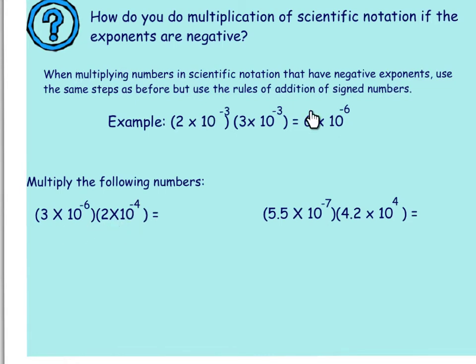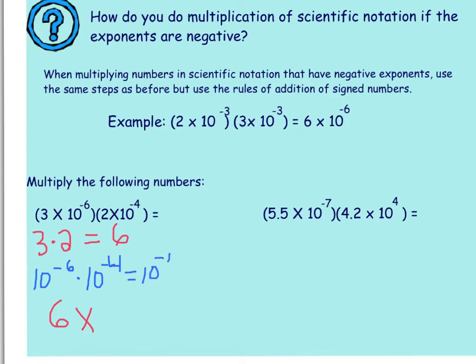Okay, so let's set this one up. It's very similar to this one. As you'll notice, I took my coefficients, 2 and 3, and I set those up. So 2 multiplied by 3 is 6. So I'm going to have a 6 multiplied by 10 to the negative 6 multiplied by 10 to the negative 4, which will give me 10 to the negative 10th. And now I'm ready to go. So my final answer is 6 multiplied by 10 to the negative 10th.